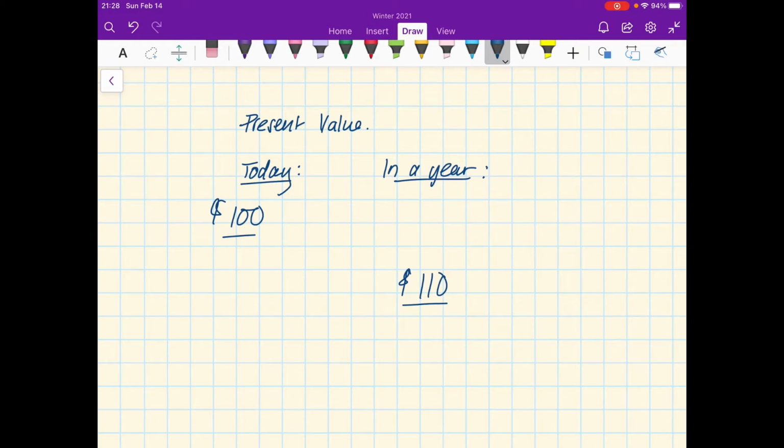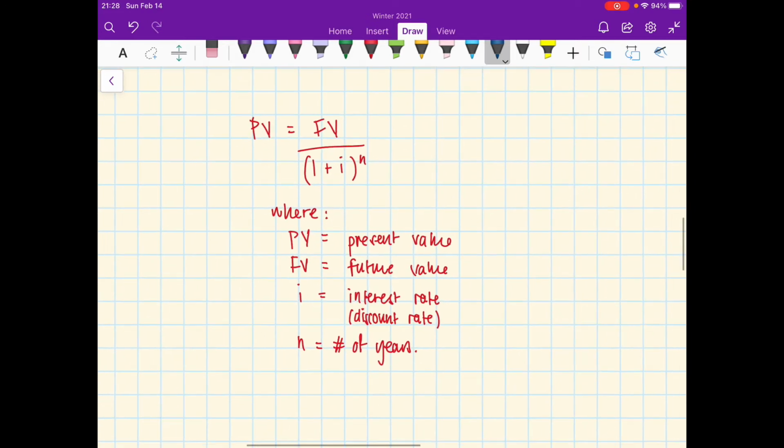So we have to convert this into a present value, and there's a formula to do that. The present value here is calculated by FV, or the future value, over 1 plus i, the interest rate, or the discount rate when we're talking about bonds, raised to the power of n, n being just the number of years.